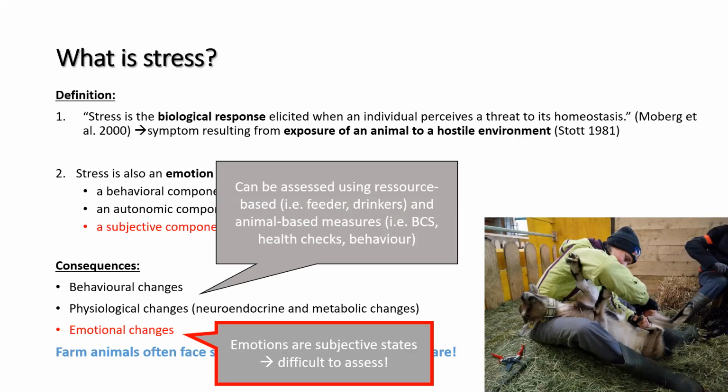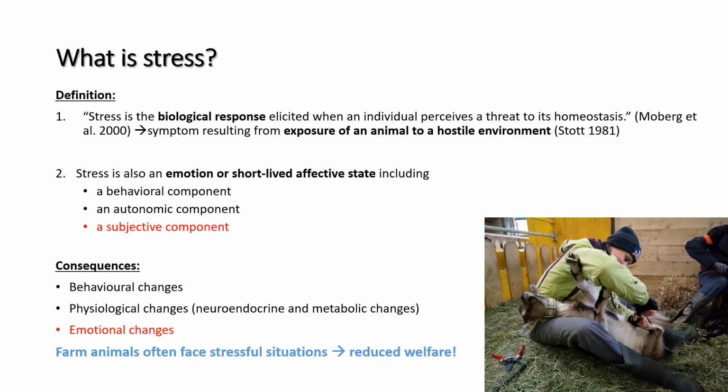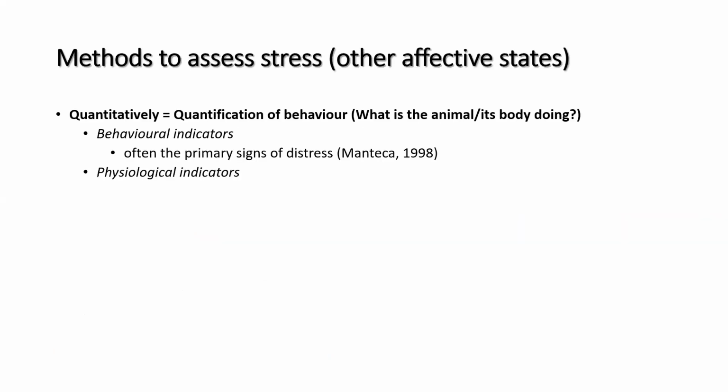Changes in behavior and physiology can be assessed using resource-based and animal-based measures such as the number of feeders or drinkers, body condition scores, or behavior. The assessment of emotions is rather difficult because an emotion is a subjective state. It is not really possible to assess it directly, and this makes it tricky. Especially farm animals, however, often face stressful situations, which can reduce their welfare. Hence, we need methods to assess stress.